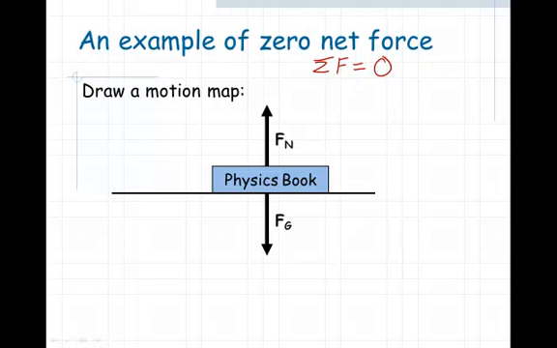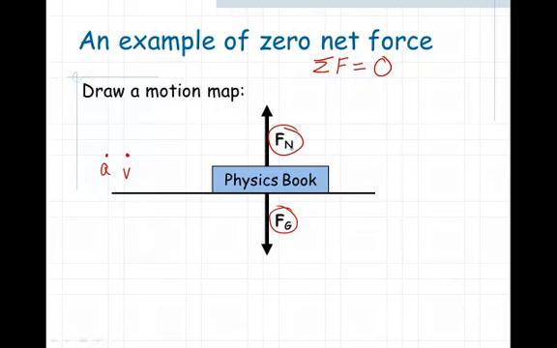So in looking at this situation, we've got this physics book sitting on some table. The table is applying a normal force upward, and the force due to gravity is applying a force downward. Because the normal force is equal to the force due to gravity, the object isn't moving. If we were to draw a motion map, it would simply look like this: a dot for velocity and a dot for acceleration, showing that there is no velocity and there is no acceleration.